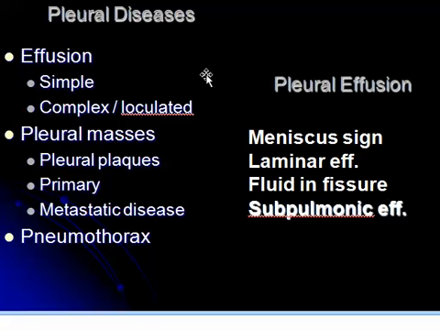Again, pleural disease may be due to effusion, which may be simple or loculated or complex. Pleural masses including plaques, primaries as mesothelioma or metastatic disease, and lastly pneumothorax.